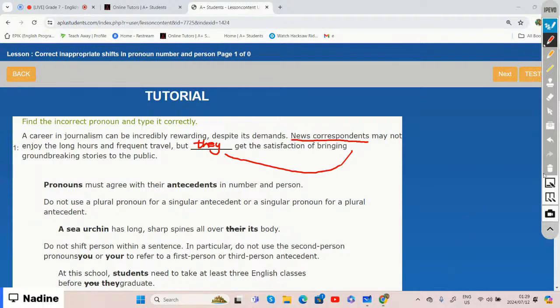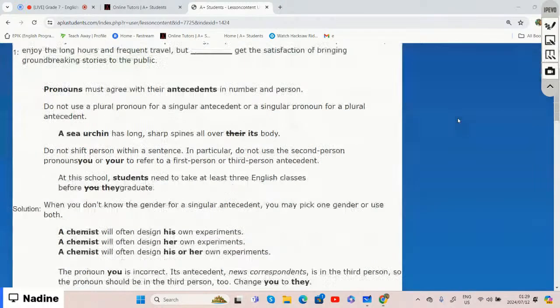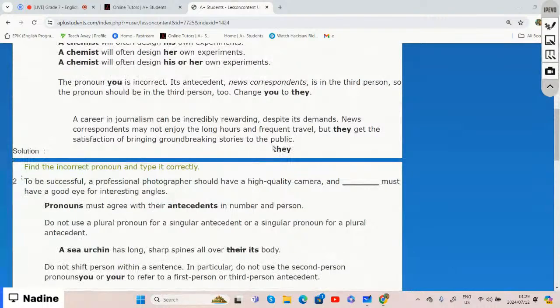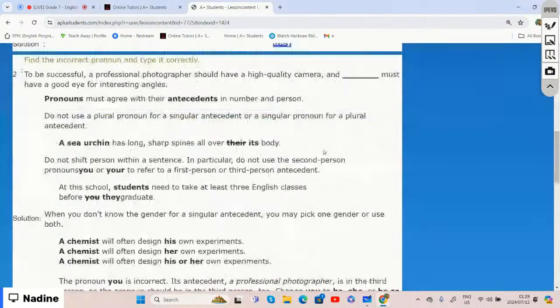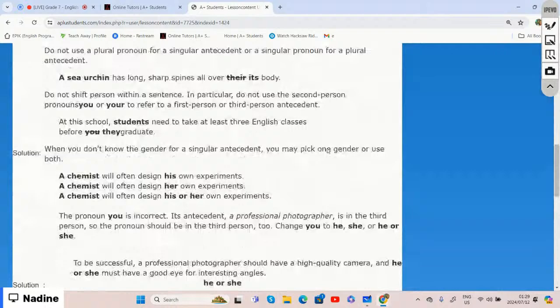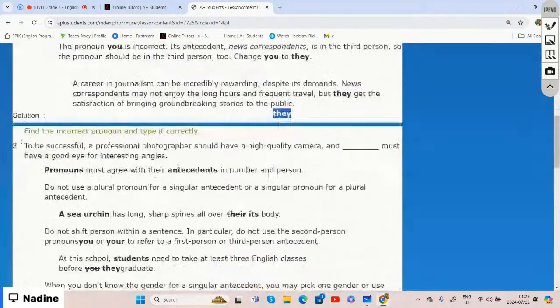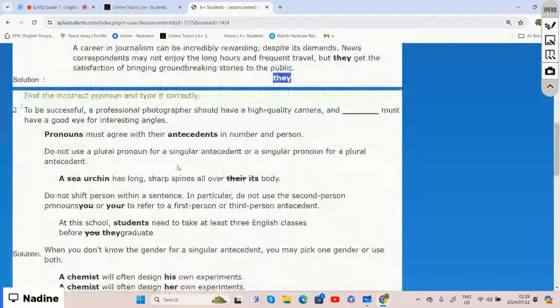All right. So now we're going to choose another example. You see, they is correct. Now we're going to find the incorrect pronoun and type it correctly. So we're going to find another pronoun, right, that goes with our antecedent.